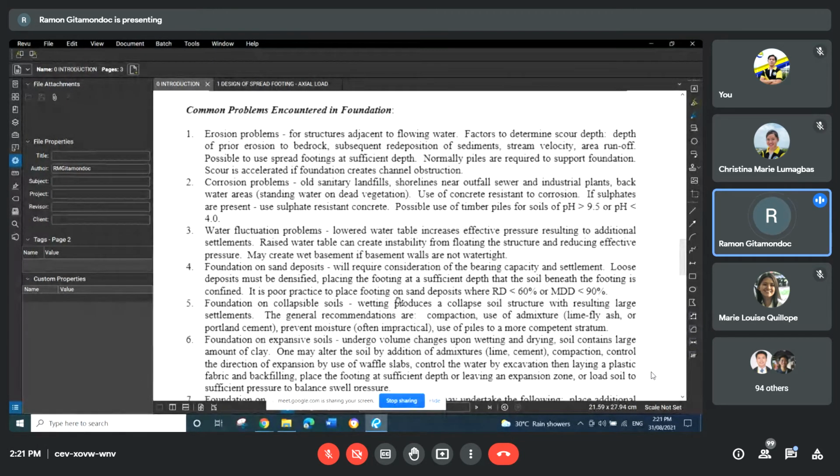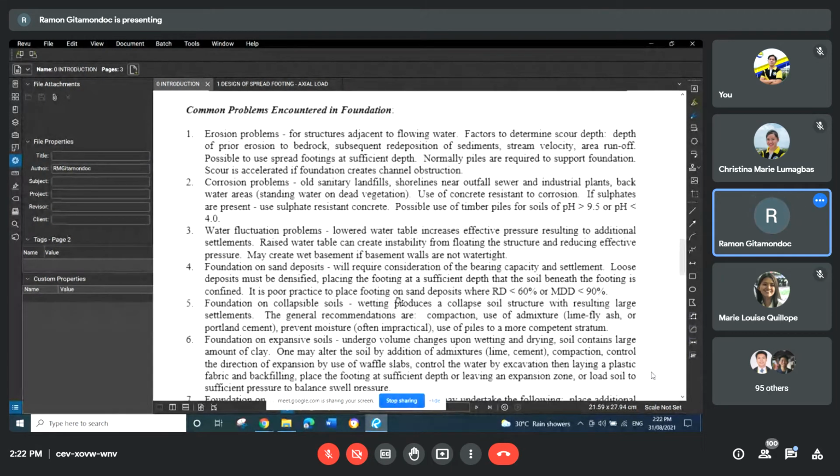Then fourth, you have foundation on sand deposits, so we require consideration of bearing capacity and settlement. We know that sand is very strong when there is adequate lateral confinement, but it is weak when you remove the lateral confinement. Then you have also foundation on collapsible soils. There are soil types which are very stiff when dry, but when they become wet, they tend to become also very soft.